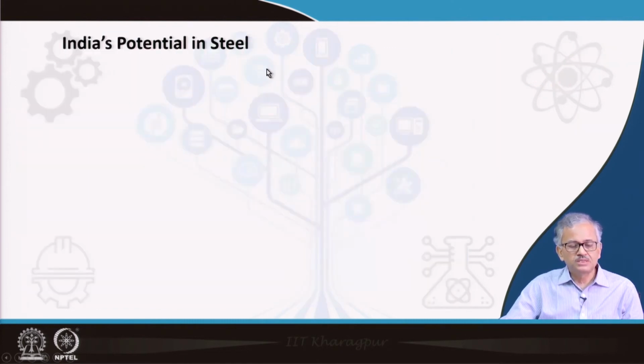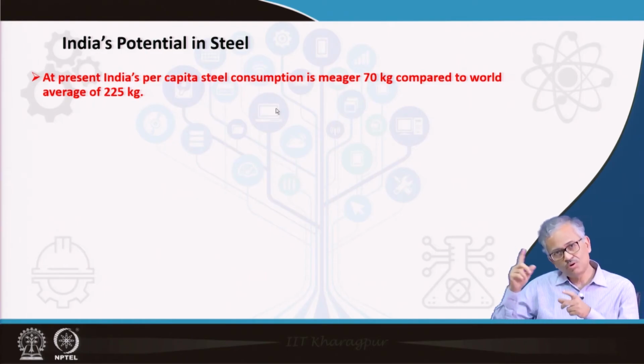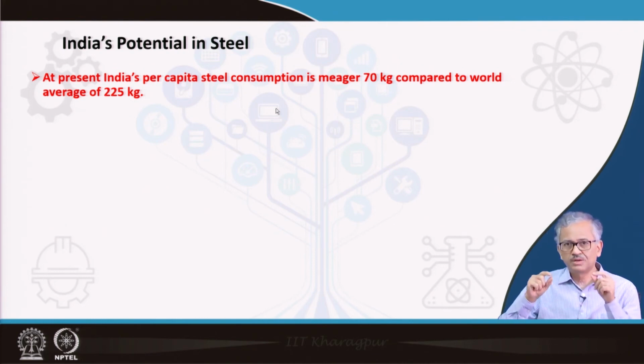And India's potential in steel. At present, the major drawback is India's per capita steel consumption, a meager 70 kg compared to a world average of 225. In South Korea, as I said in the introduction slide, it is around 1000 kg per person. In China, with a lot of population, per capita consumption is also around 600 kg of steel per person, and the world average is 225 kg, and India is 70 kg.